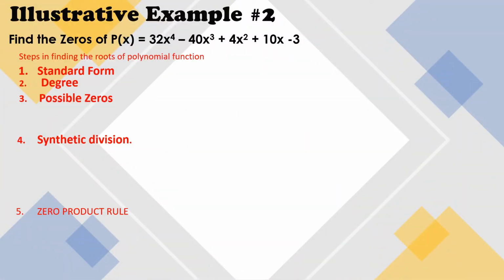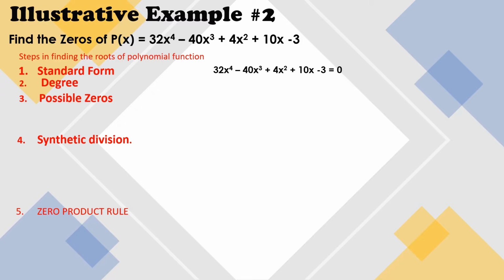Okay, so now let's have another example. Find the zeros of p of x is equal to 32x raised to 4 minus 40x cubed plus 4x squared plus 10x minus 3. Step 1 is to write in standard form and equate it to 0. Since it's already arranged, you simply equate it to 0. So we will have 32x raised to 4 minus 40x cubed plus 4x squared plus 10x minus 3 equals 0.